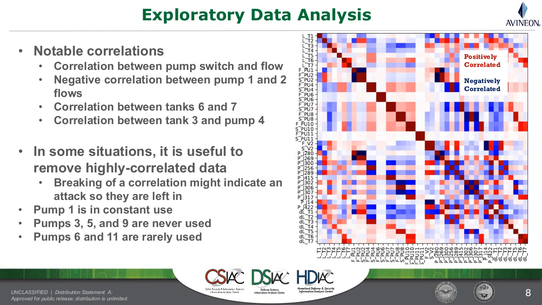A couple other items to note: pump 1 is used 100% of the time in the normal operation data set. Pumps 3, 5, and 9 are never used. And then one which we'll cover in the next slide is pumps 6 and 11. They are only very rarely used. And we'll talk a little bit more about this. If you go on to slide 9.